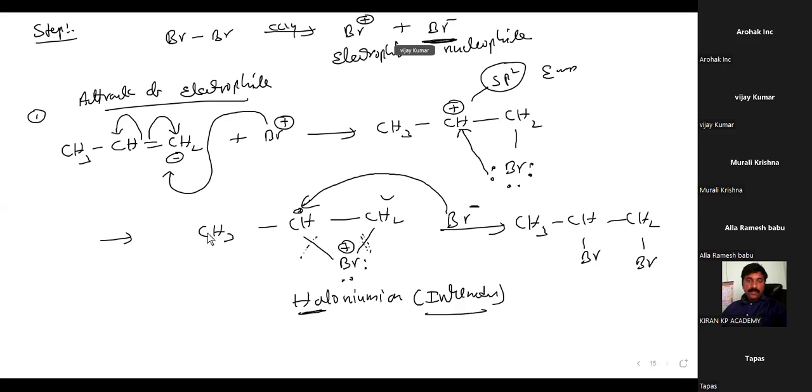Let us discuss. Once you are okay with this, as a mechanism aspect, once you look at it, anti-addition: the incoming nucleophile, where is it coming from? From the opposite direction of the halonium ion. It can't come and attack on this side because the downside was a crowded area. So the nucleophile has to come and attack specifically from the backside. That you call it as what?